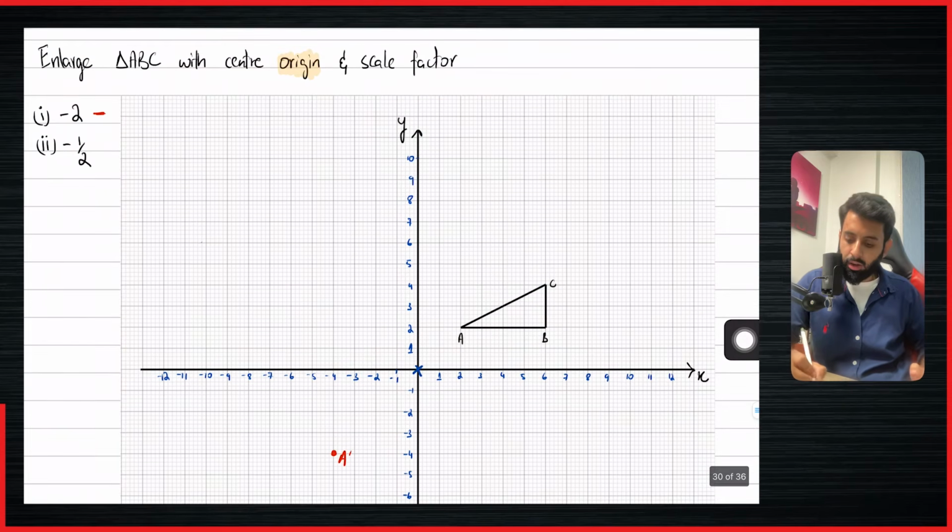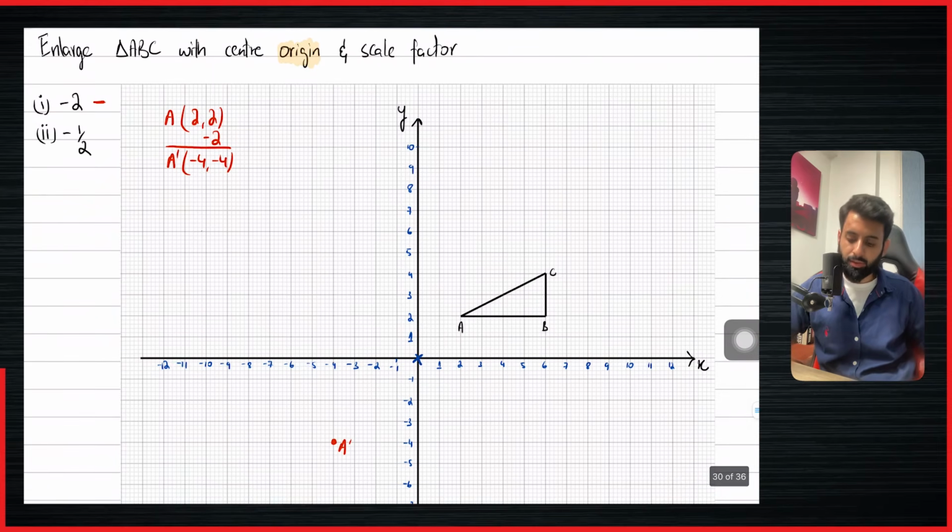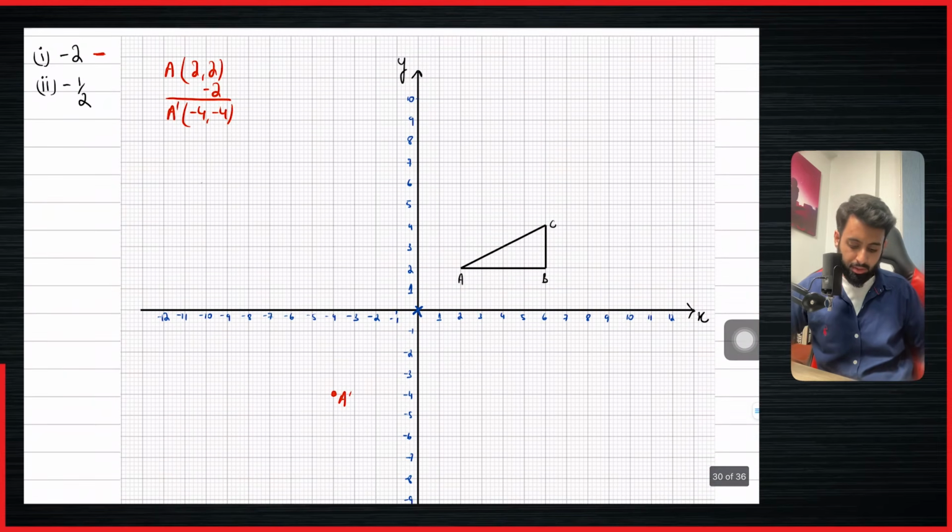That's A prime. Now let's write down the coordinates of A: 2, 2. Now what happened to A prime? It turned out to be -4, -4. And again, it's no coincidence. It's because the scale factor was -2. That is why the coordinates of A prime are -4 and -4. Okay, so there you go.